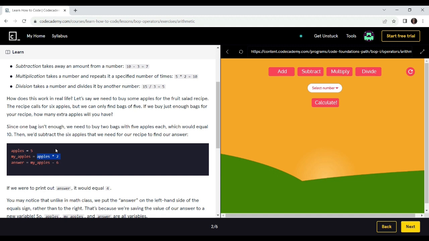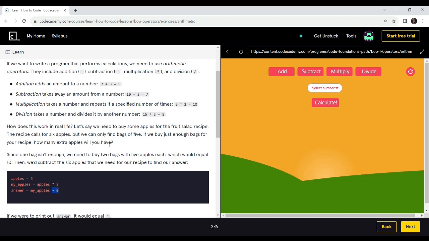So the multiplied by 2 operator is being used to define my_apples. But the answer we require for this problem is how many apples we actually have left over after the apples are used in the recipe. So the answer variable is equal to my_apples, the total number of apples we have essentially, subtracted by 6, because as we can recall, 6 apples are needed for this recipe.